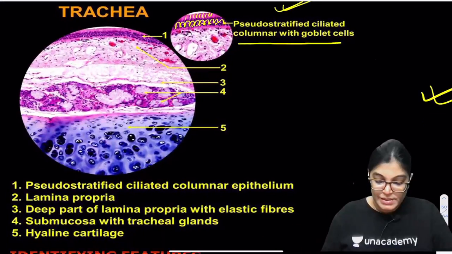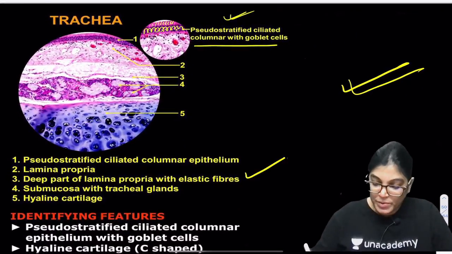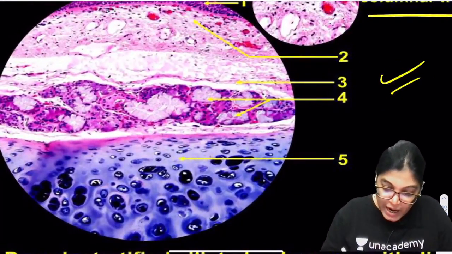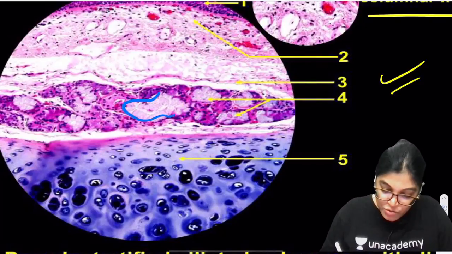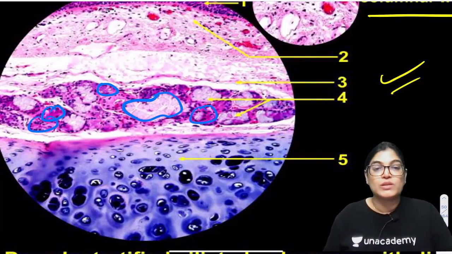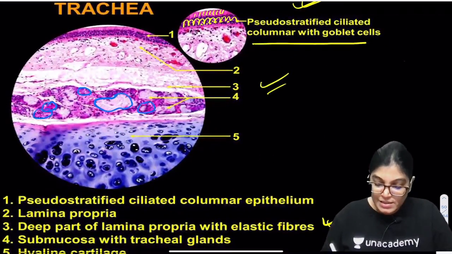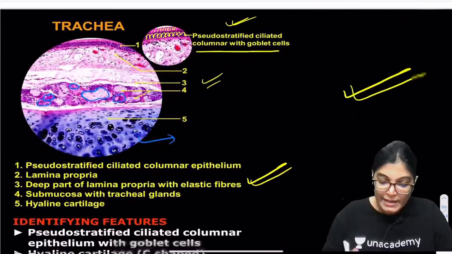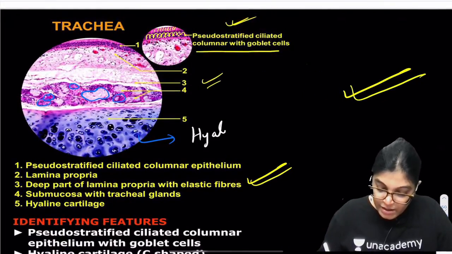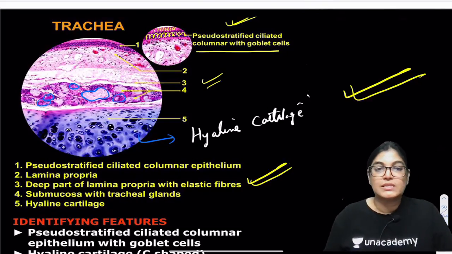Other than that, what you will see, lamina propria is lying, and the deep part of lamina propria also contains elastic fibers. If you enlarge it, you can easily see these are the mucus glands and these are the serous glands. So these are all serous mucus glands, and also what you can see here is part of hyaline cartilage. So also you can appreciate the part of hyaline cartilage. All these features are showing you this is the slide of trachea.